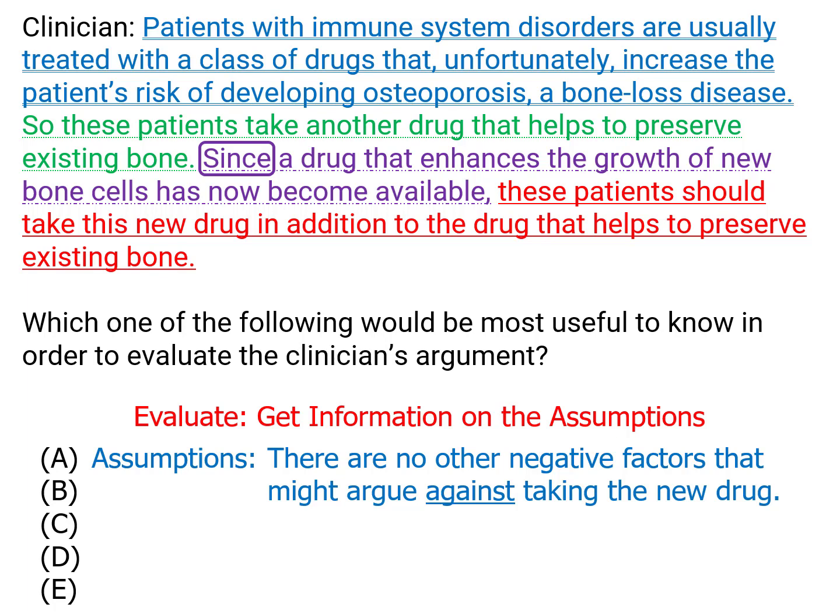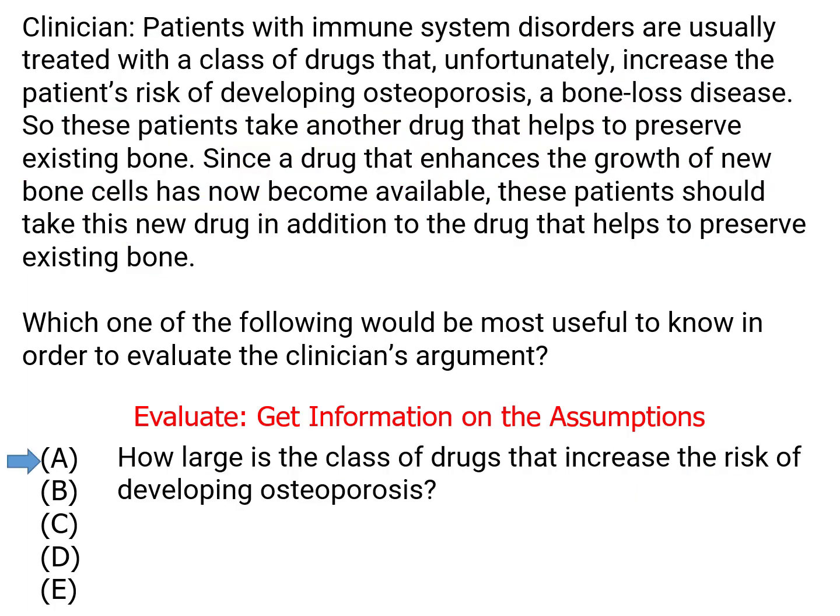We don't theorize about what that could be, we just look for an answer choice that talks about something like that. So when we go to the answer choices here, answer choice A, how large is the class of drugs that increase the risk of developing osteoporosis? This wouldn't affect whether it's a good idea to give this new drug or not. It's just how many drugs could people take if they have an immune system disorder? How large that class is doesn't really affect anything. So answer choice A is not going to help us evaluate the argument.